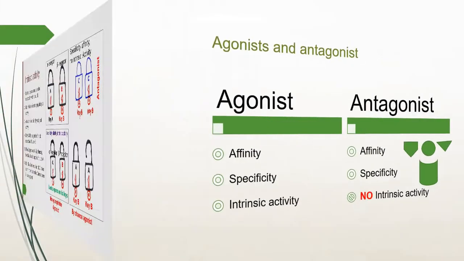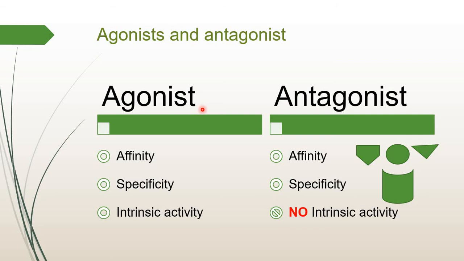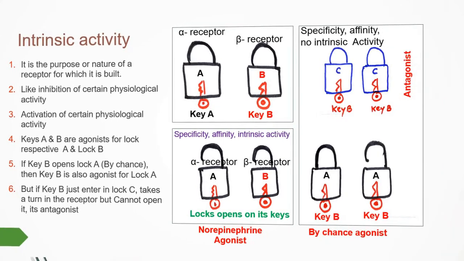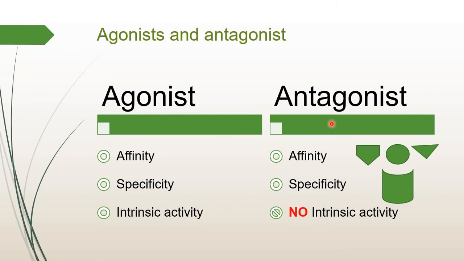Now we move on. So we use the terminology agonist and antagonist. Now correlating these key characteristics with these lock models, you see. So we use the word antagonist and we use the word agonist. So what constitutes an agonist and what is an antagonist? So the key characteristic of an agonist is it must have an affinity, it must have a specificity, and it must have an intrinsic activity.